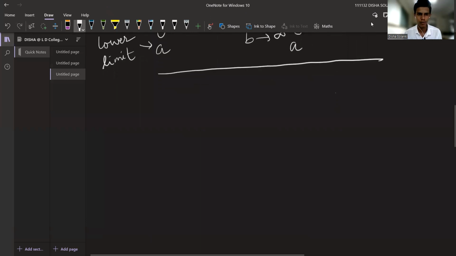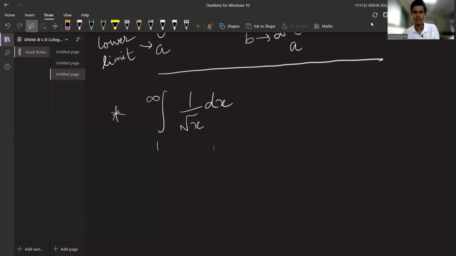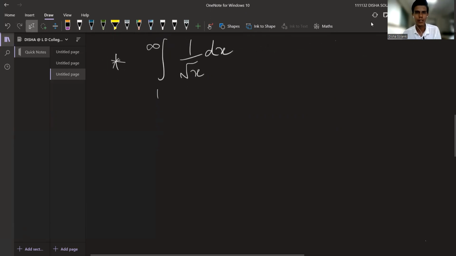Suppose we have the integration from 1 to infinity of 1 by root x dx. Now we know this is an improper integral of type 1. How can we get to know this? Because its lower limit is constant and its upper limit is infinity.